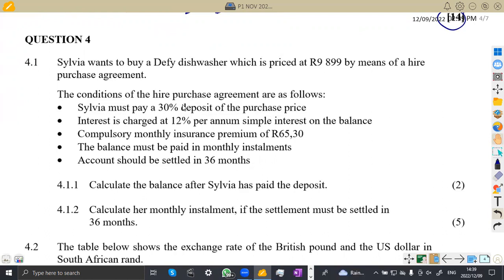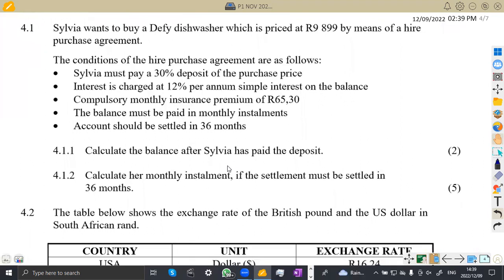Sylvia must pay a 30% deposit of the hire purchase. The interest is charged at 12% per annum, simple interest on the balance. There is a compulsory monthly insurance premium of 65.30. The balance must be paid in monthly installments, and the account should be settled in 36 months. So that is the information that you're given, and you're going to get your answers from this information.